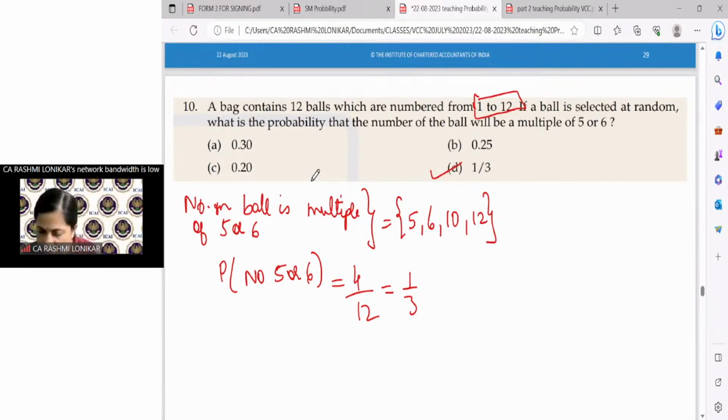Yes, Harshita, it's raining over there. By the way, all the sums are from the study material. We are doing all sums from the study material.